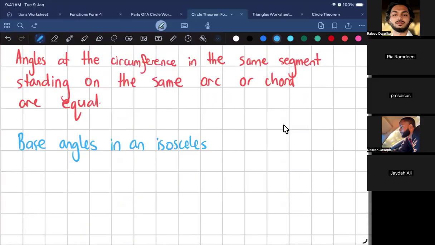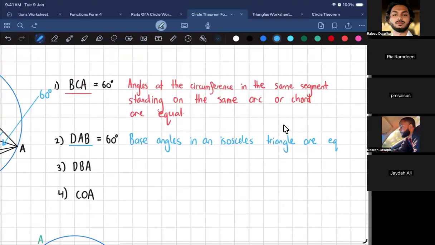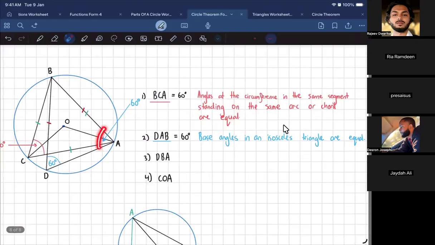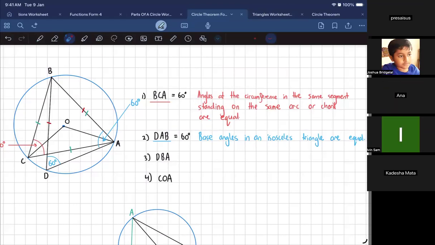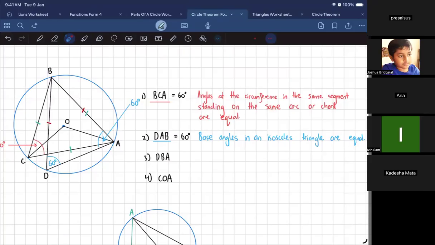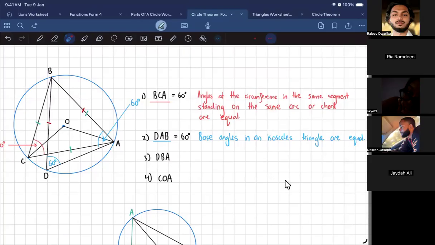Right? Base angles in an isosceles triangle are equal. So is there anybody that doesn't understand why we're saying that this is 60? If you do understand, tell me yeah, so I can move on. Yes, sir. Yeah, Sky, Kadisha, Simran, Joshua, Ivan, Anna, very good. Cool. Let me move on to DBE.